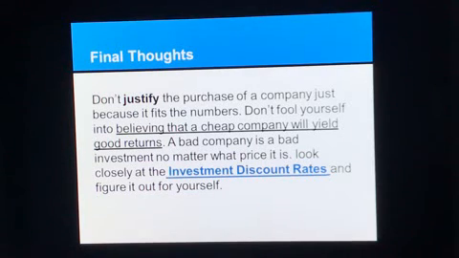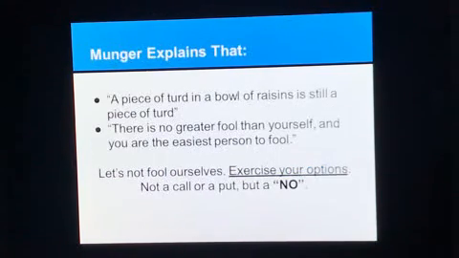So finally, we don't justify the purchase of a company just because it fits the numbers. We should not fool ourselves into believing that a cheap company will yield good returns. No, it's not like that. A bad company is a bad investment no matter what the price is. Look closely at the investment discount rates and figure it out for yourself. A piece of turd in a bowl of raisins is still a piece of turd. It will not become raisins.